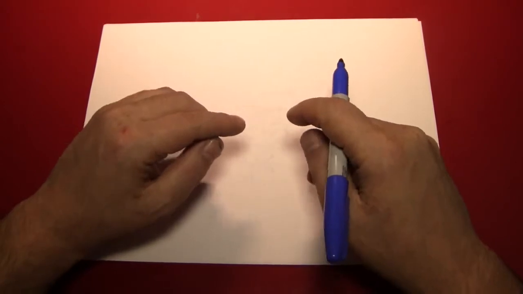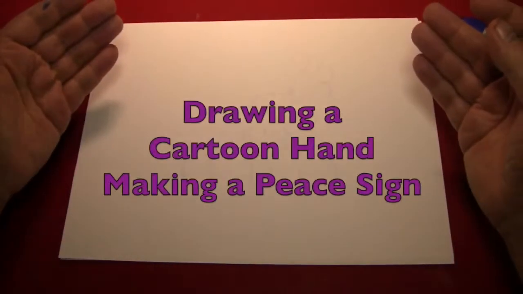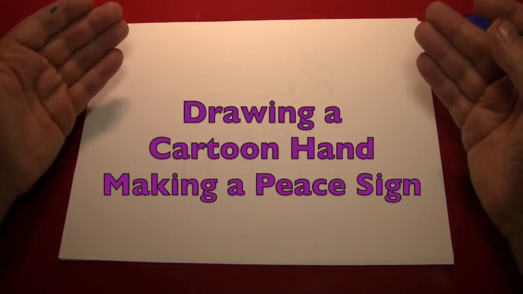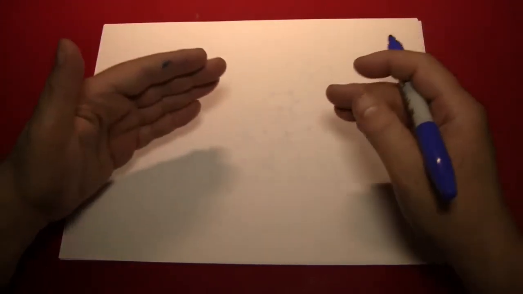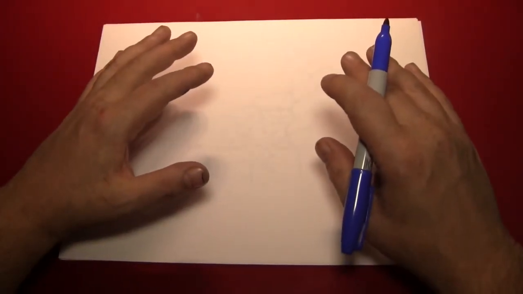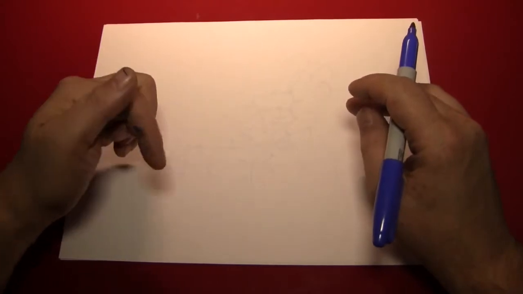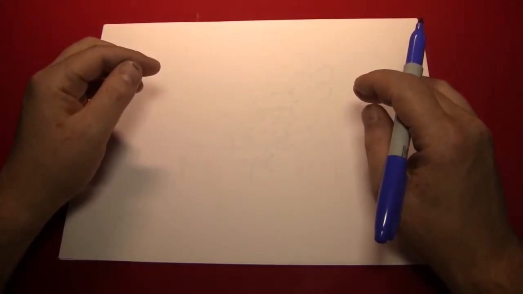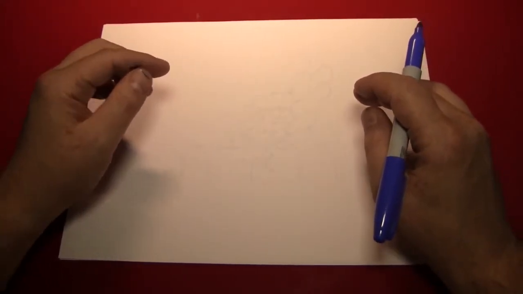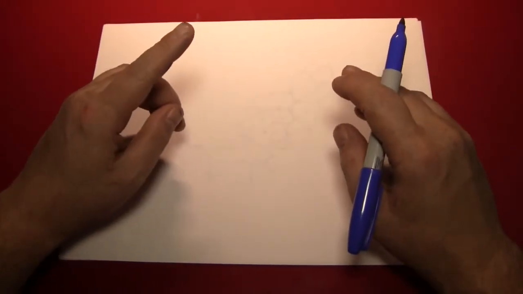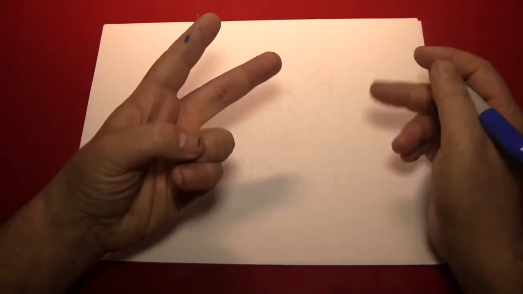In today's episode, we'll be drawing a cartoon hand making a peace sign. Now, in a previous episode, I drew a simple cartoon hand. And if you want to see that, I put the link in the comments below. But today we're going to be drawing a cartoon hand making a peace sign, which looks like that.